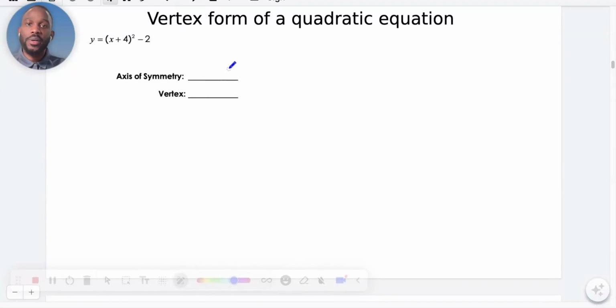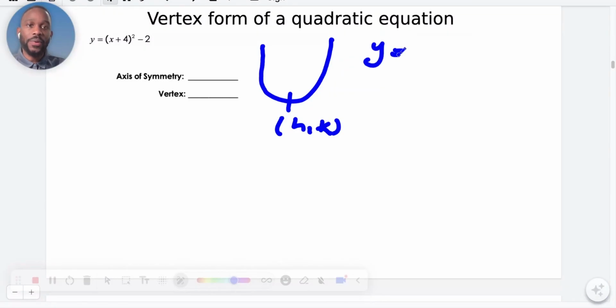Welcome to this video where we're going to be looking at quadratic equations in the vertex form. So if you have a curve like this, this is what we call the vertex of the curve. And let's say the vertex of this curve has coordinates h and k. So to write the equation of this curve in the vertex form, y is equal to a into brackets x minus h squared plus k.